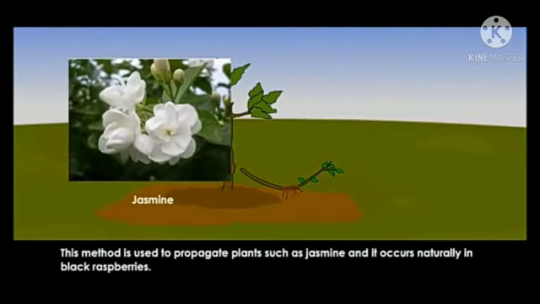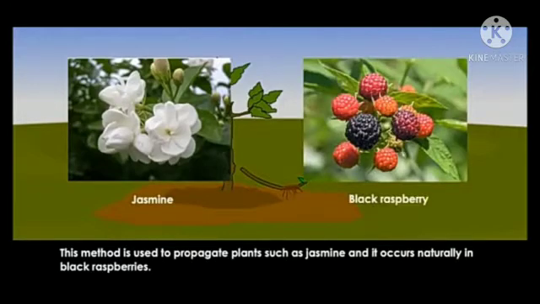Now this method is used to propagate plants such as jasmine, strawberry, grapevine, etc. And it occurs naturally in black raspberries. I think you have seen raspberries in your playgrounds.